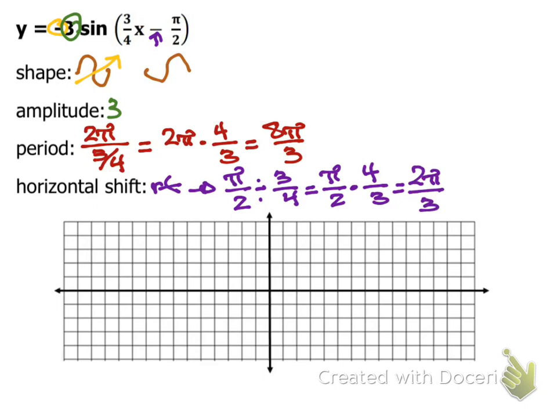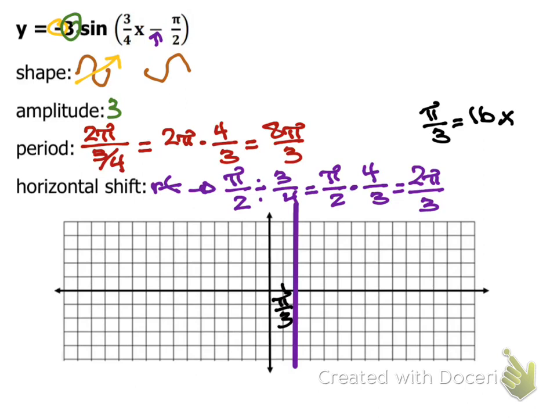Now here, when I look at my scale, what I would do is probably pi over 3 for a box, because both my period and my horizontal shift are over 3s. So we'll make pi over 3 one box. So there's pi over 3, and we can really just leave that. Next, my new y-axis, we're moving right 2 pi over 3, so 2 boxes.